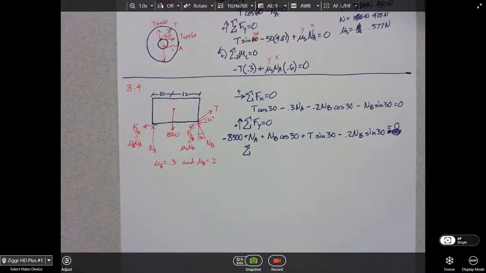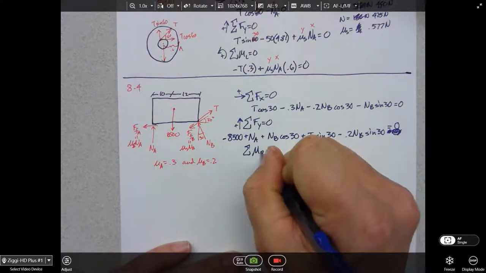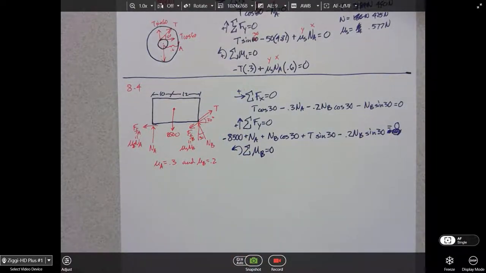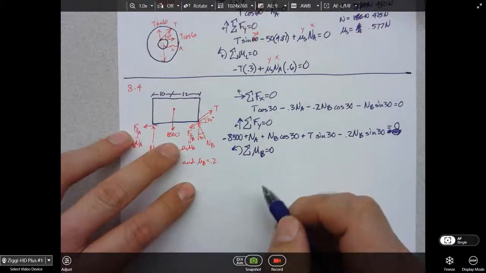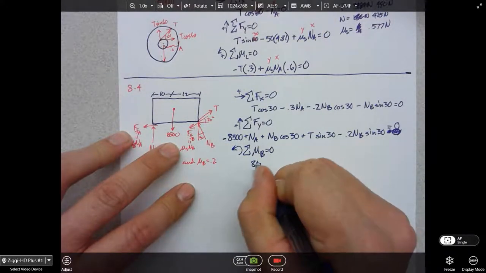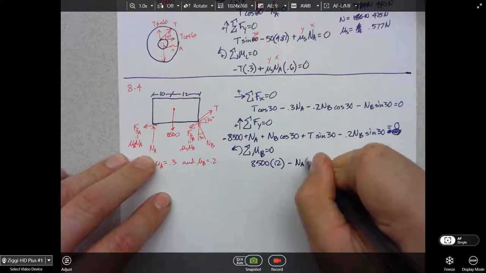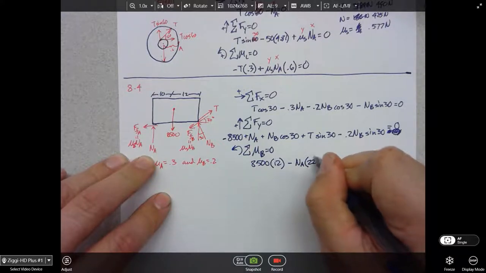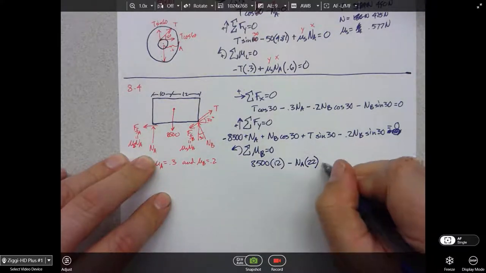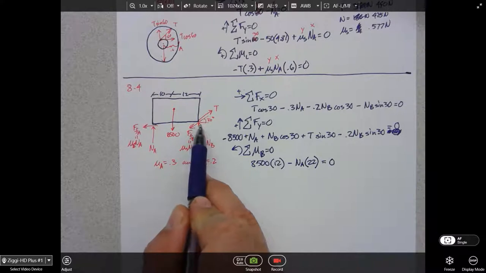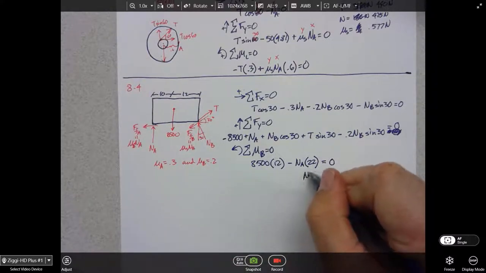And then, where would you like to sum the moments about? B. B, absolutely at B, right? So we'll sum the moments about B and set that equal to 0. Why is B the obvious choice? Because it's got a bunch of forces that act through it with angles. So it eliminates 3 forces that all are at an angle. Okay? So if we sum the moments at B, then we'll have 8,500 times 12 minus NA times 22 equals 0, right? Because the force of friction at A actually passes through B as well. And so we can just solve for the normal at A right off the bat.